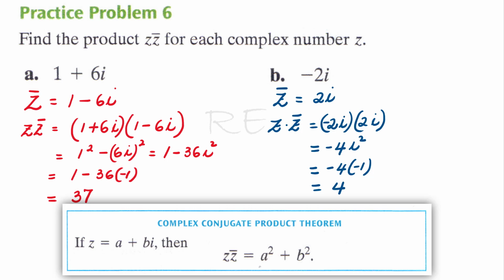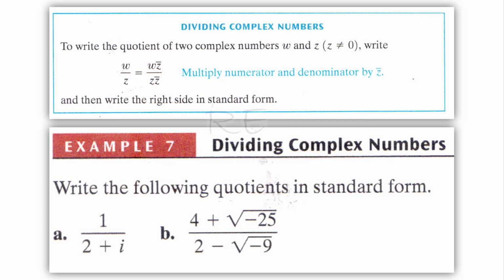Complex conjugate product theorem. If we multiply a complex number by its conjugate, we get the sum of 2 squares.